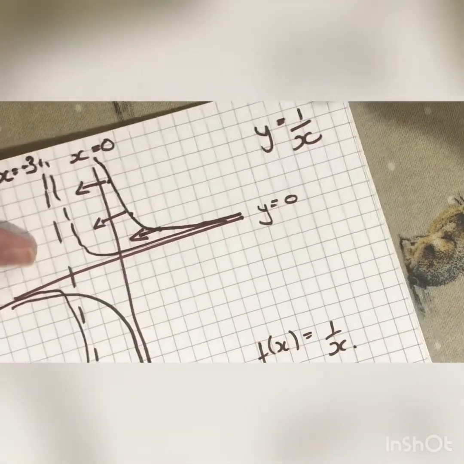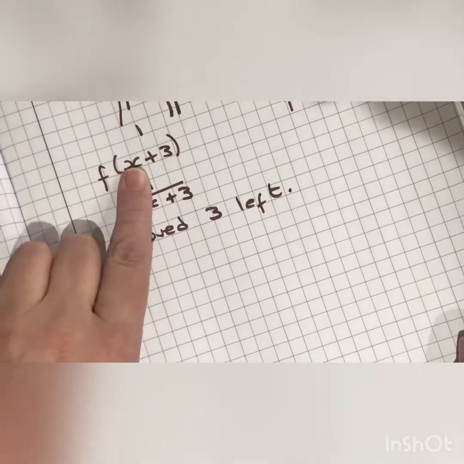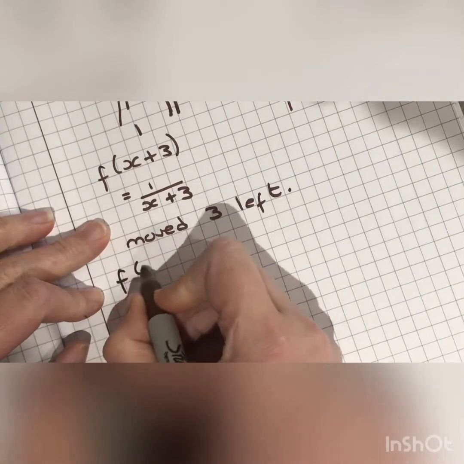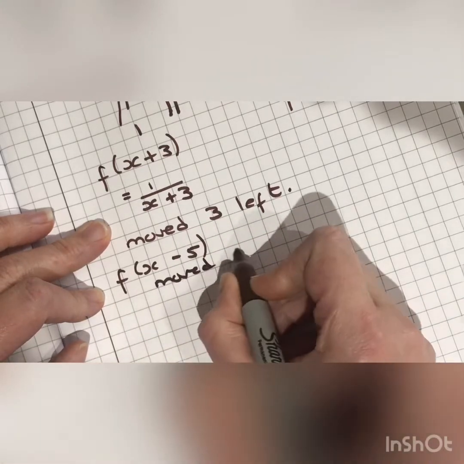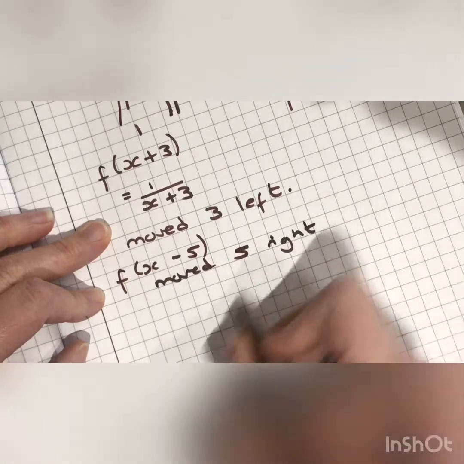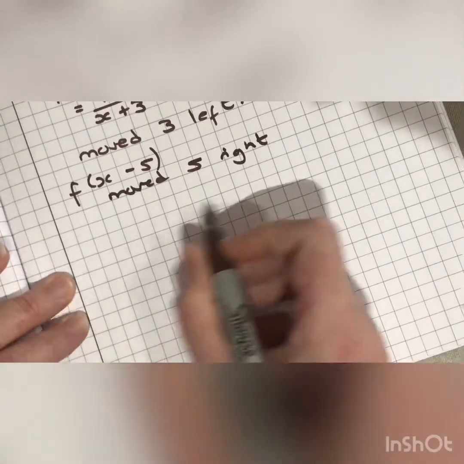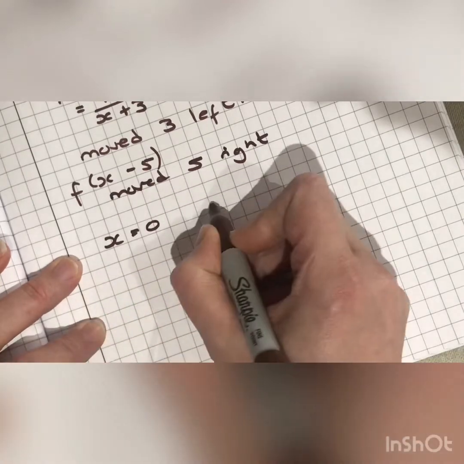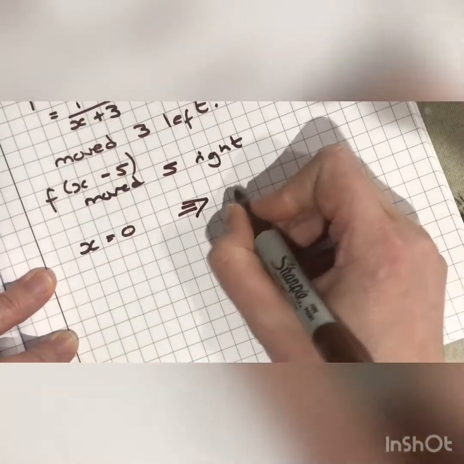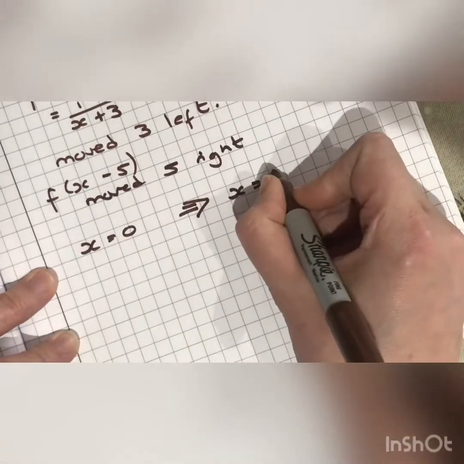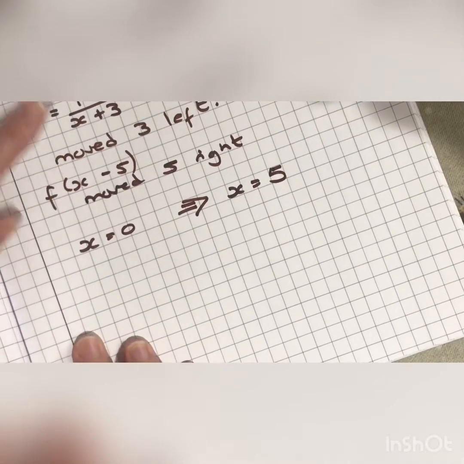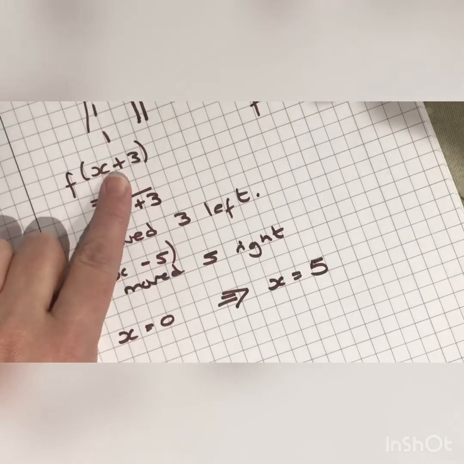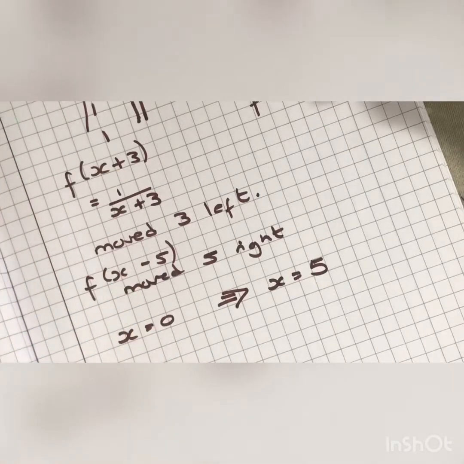Okay, so if we go back to our function, so when they're inside the function, so if I had f of x minus 5, that would move 5 to the right. So that means that the asymptote would move 5 to the right. So instead of being x equals 0, after the transformation, it would become x equals, go 5 to the right, 5. Okay, so your vertical asymptotes will change if your transformation is inside the brackets, affecting the x values.